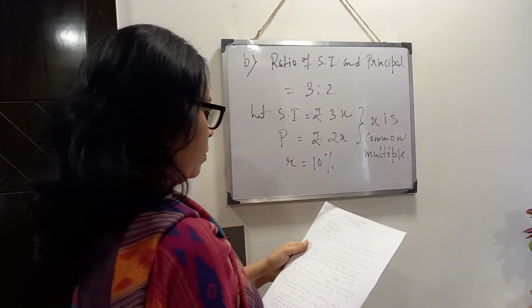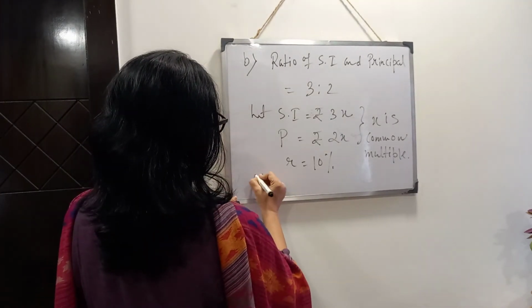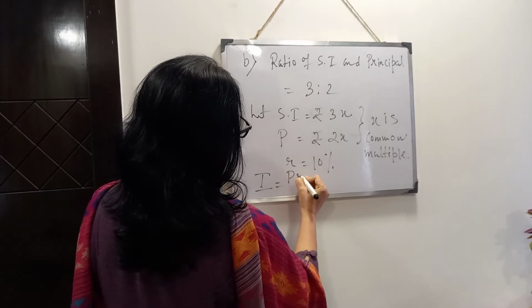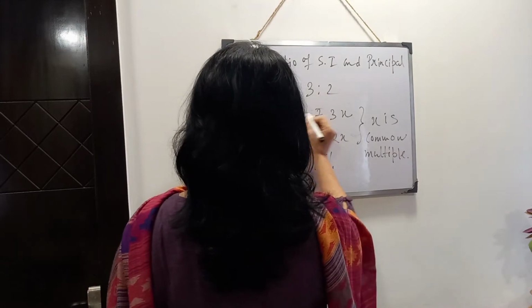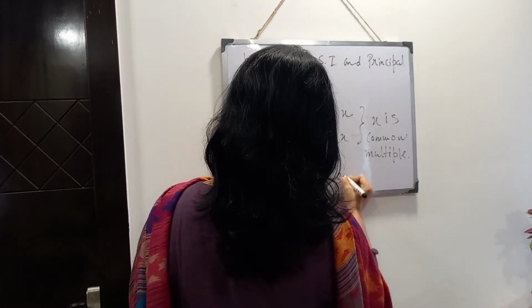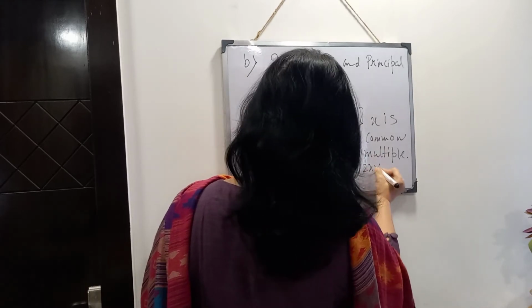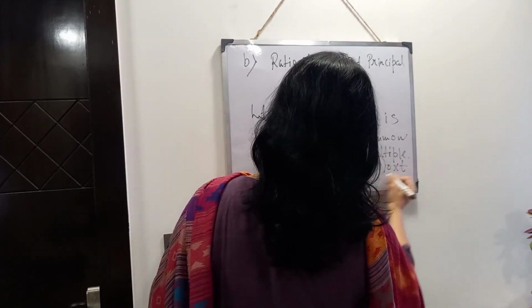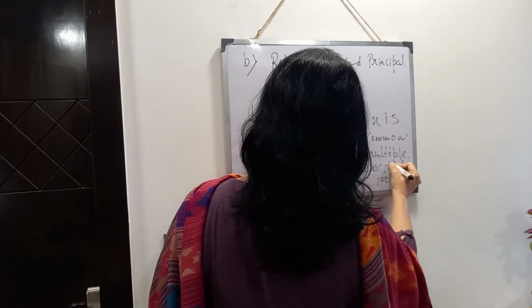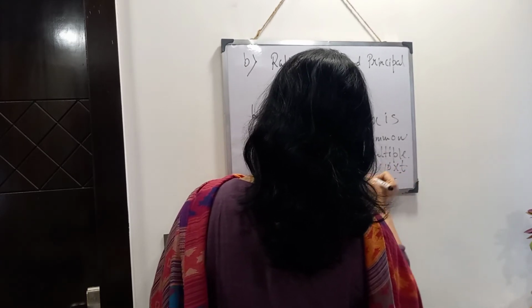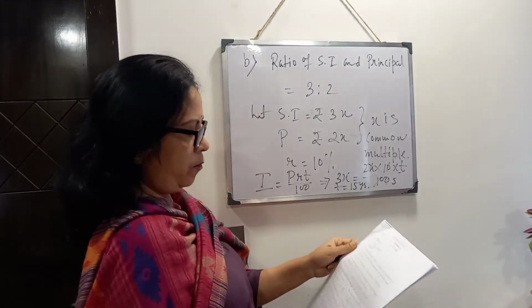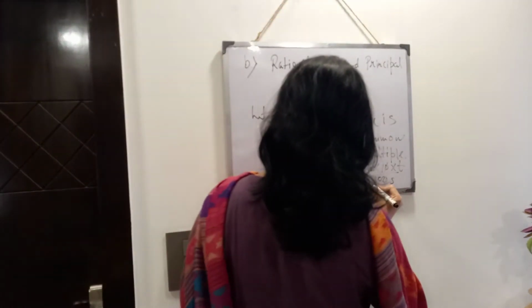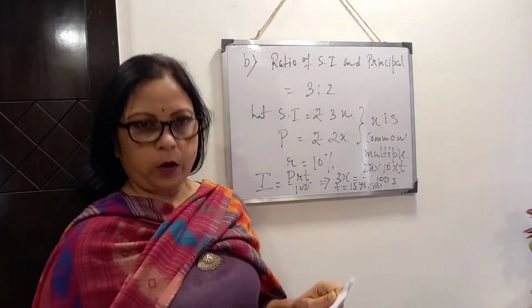Clear? So same formula, T is unknown, I equals to PRT by 100. I is what? I is simple interest 3x. 3x equals to principal is 2x, R is 10, time is unknown, by 100. So time period T is coming 5 into 3, 15 years. Option 3. Clear? Option 3. Next one.